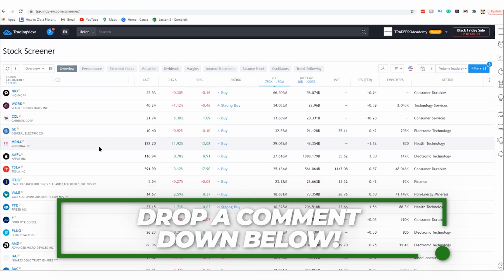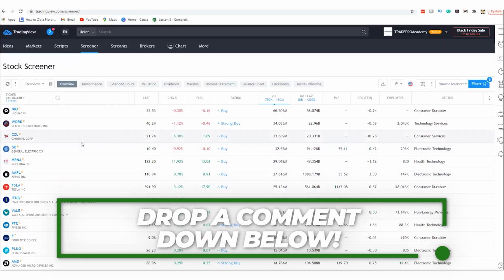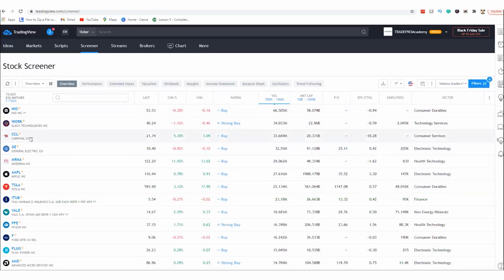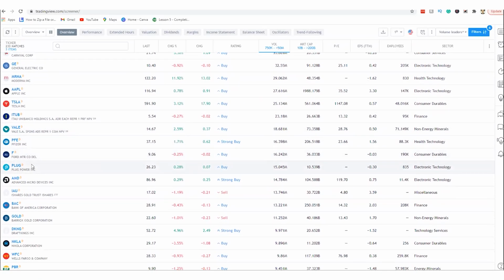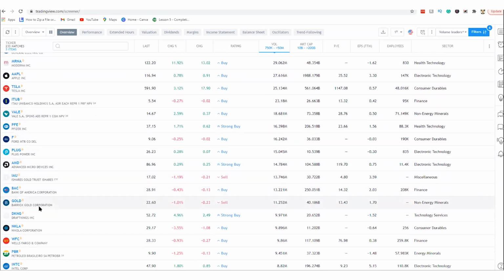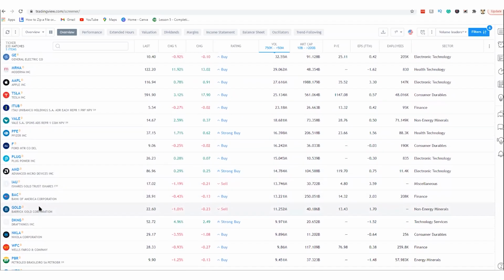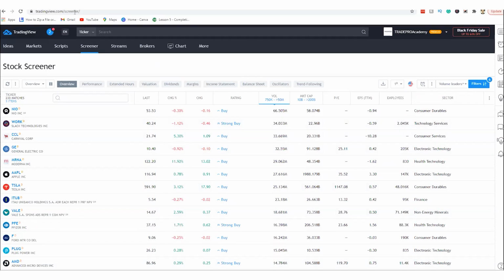So we got a few names that pop up here, names that you've probably seen recently: Nia, Work, Carnival, GE, Moderna, Apple, Tesla. A lot of these names are pretty good, and you can develop a watch list on TradingView with a lot of these names that pique your interest, right? I like gold, for example. I think there's an opportunity coming up in gold as we've seen it get killed recently.